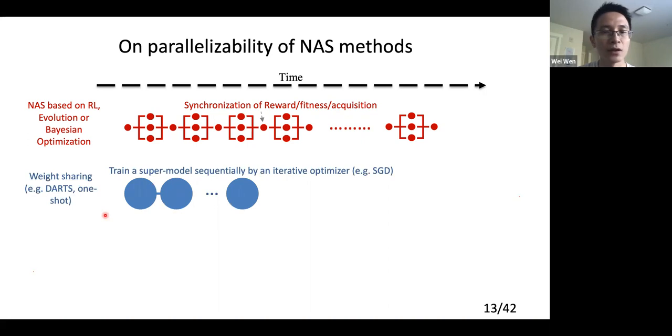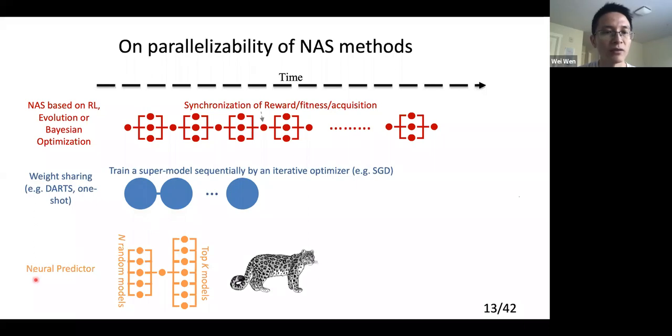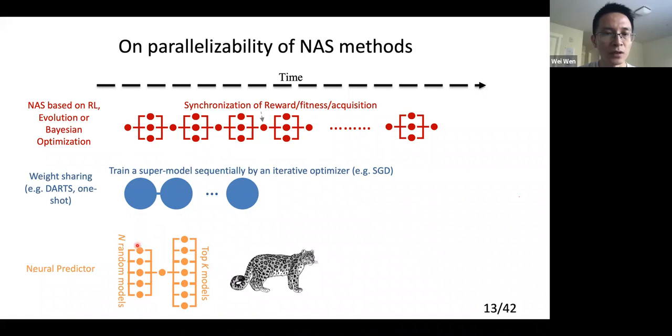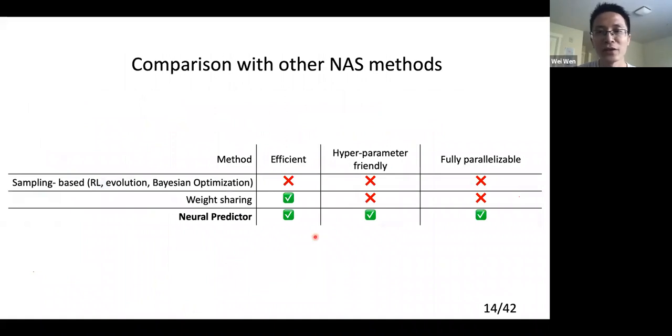For weight sharing methods, basically they train a super model by stochastic gradient descent. SGD is naturally an iterative optimizer, so it cannot be fully parallelized. However, the advantage of neural predictor is it's fully parallelizable. The two most computationally expensive components are training random models and training the top K predicted models, and they are fully parallelizable. So in summary, neural predictor is hyperparameter friendly and fully parallelizable. And I will show soon that it's also sample efficient.